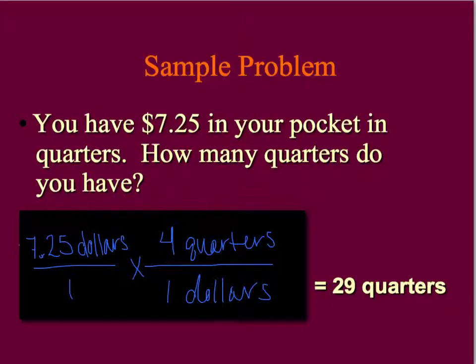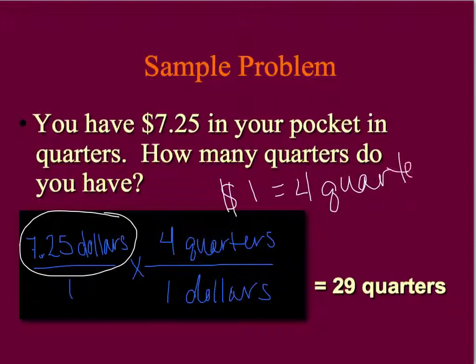So here's an example problem that you might get. The question asks, you have $7.25 in your pocket in quarters. How many quarters do you have? So you're going to write your given first. Here's your given. I put it over 1 just to keep myself straight. So $7.25 is what you have. Then you're going to multiply that by a conversion factor. The conversion factor you know from dollars to quarters is that in every $1, there's 4 quarters, right?